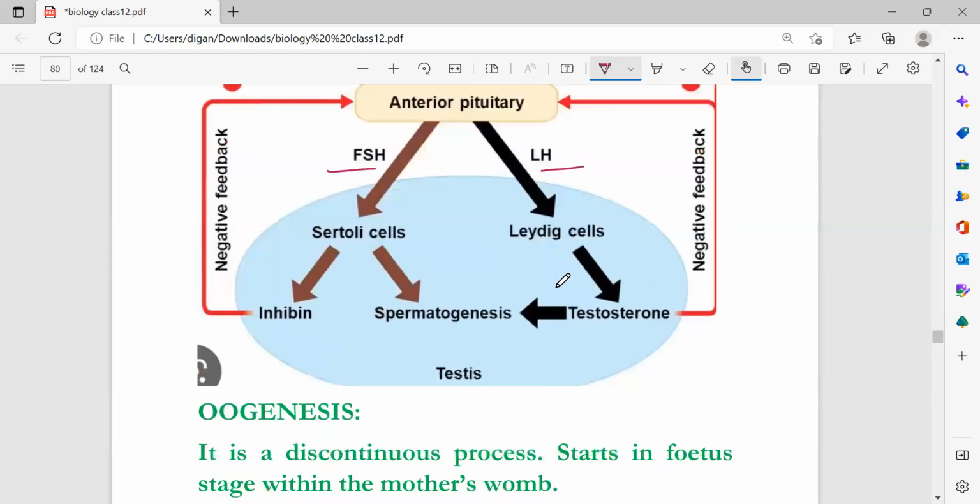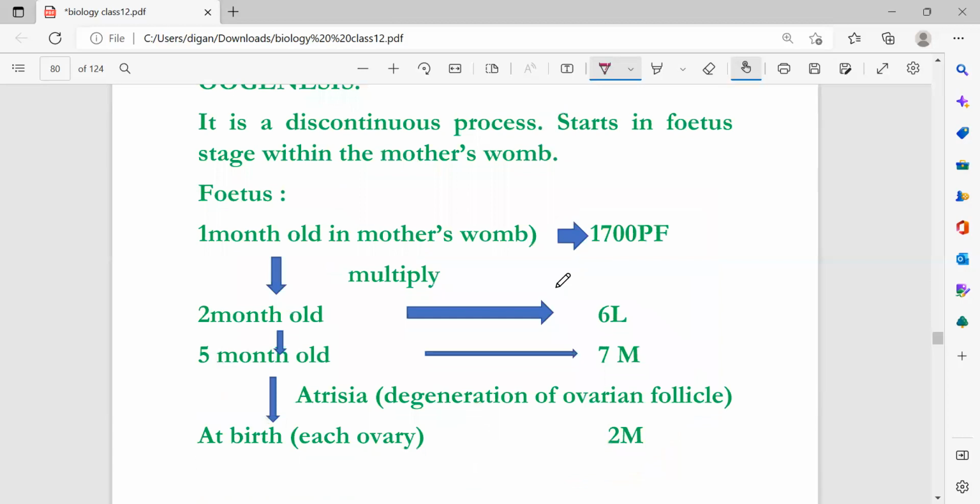Next, oogenesis. Oogenesis is called a discontinuous process. So this is important. Why is it called a discontinuous process? Since it starts in the fetus stage, when the baby is within the mother's womb, and it is completed after the puberty of the baby girl. So it is called a discontinuous process.